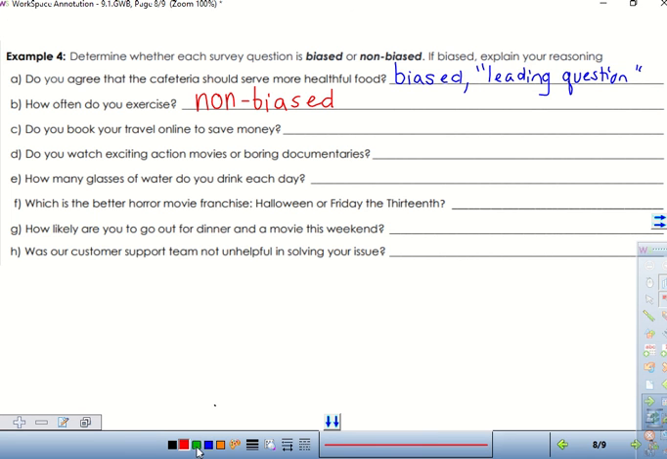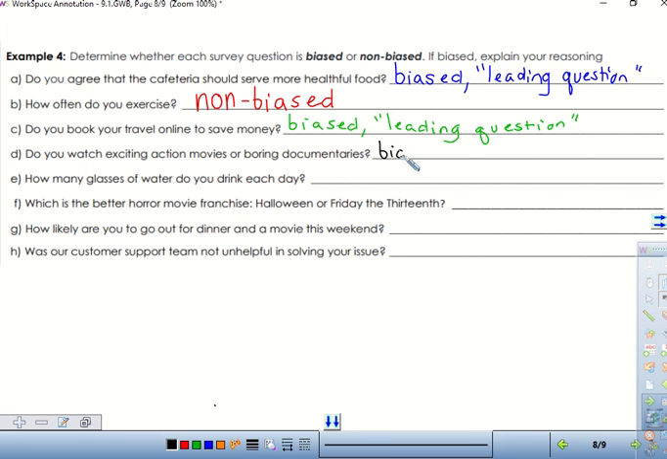So, do you book travel online to save money? Why is this biased? Leading questions. Yeah, it's trying to tell you. It's a leading question. At that point, you're going to make them feel silly, like, well, if I don't book online, am I doing it wrong? You're basically telling them that they're going to save money online, so it's pushing them to pick that selection, right? Do you watch exciting action movies or boring documentaries?